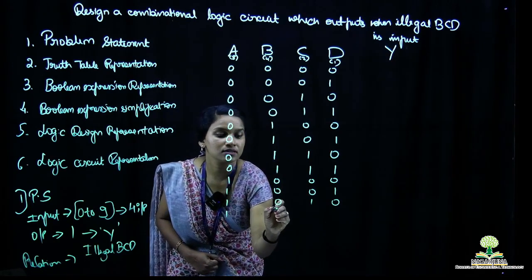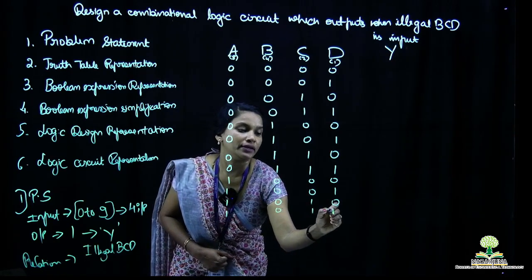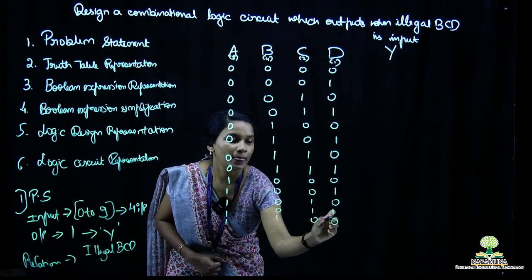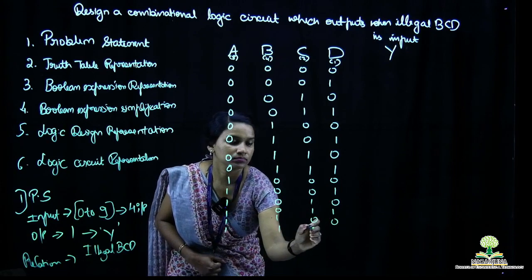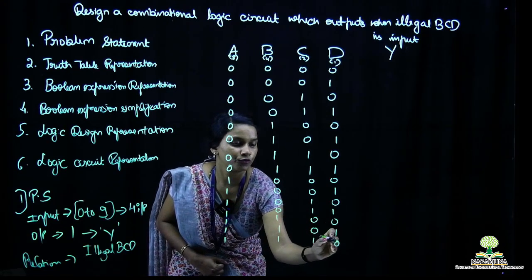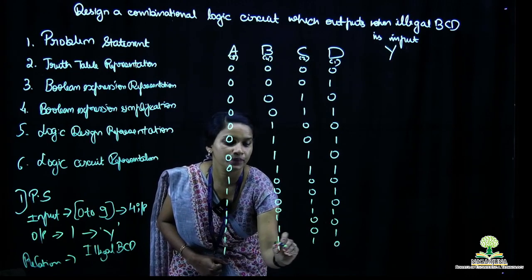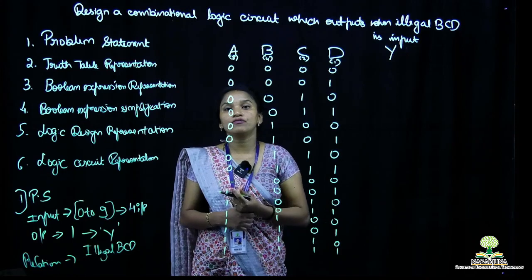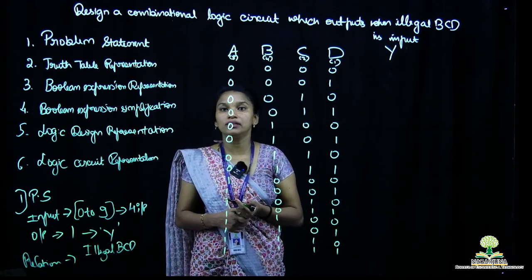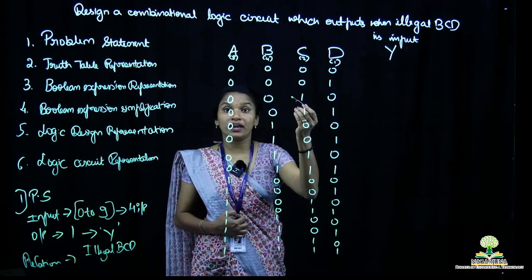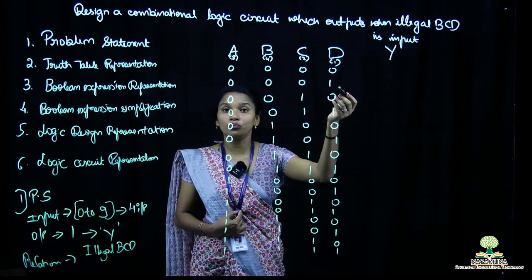Then we have 1011, that is 11. Next we have 12, 13, 14 and the last one is 15, right? So together we have from 0 to 15, 16 possible combinations. Now, we have done with the input, how do we write the output is the question.